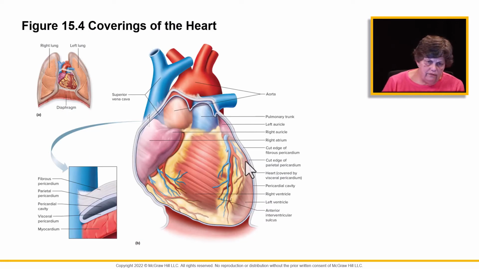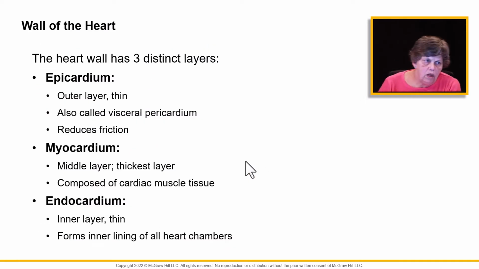And the reason for this is because these are movable organs, like the lungs, expanding in and out, and the heart is contracting, and this helps us dissipate heat. It knocks down the amount of friction as these are moving. Okay? All right, the wall of the heart has 3 layers.